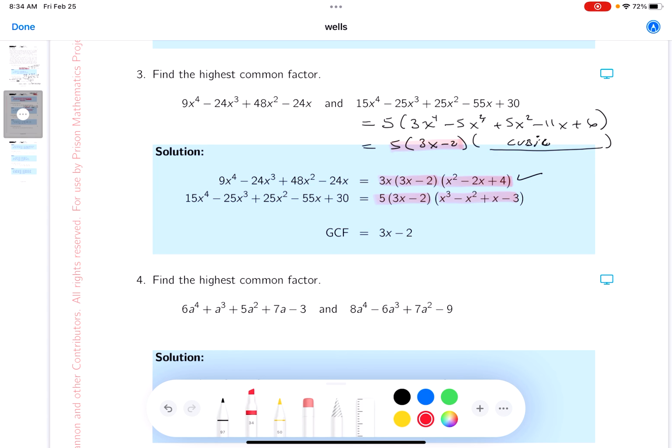nothing you're going to do is going to get that working with nice numbers. And the second one, I wouldn't even bother at that point. I really wouldn't. But it also doesn't appear to be factorable. So what's common between those two? 3x minus 2. Thank you.